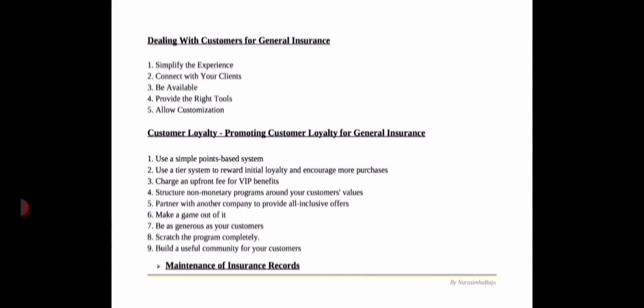Dealing with customers for general insurance. Here, one of the keys to staying active and profitable in the general insurance industry is investing in the customer experience. Providing your customers with a comprehensive, personalized experience will help boost their familiarity with their insurance policies and reduce the frequency of claims, and satisfied customers are more likely to continue making use of your business even as coverage needs change. It includes simplifying the experience, connecting with your clients, being available to your clients, providing the right tools, and allowing customization.